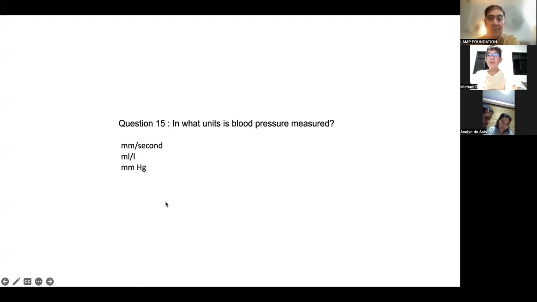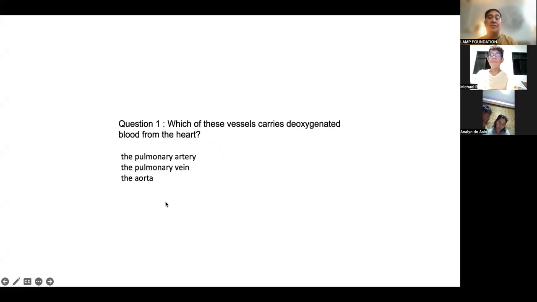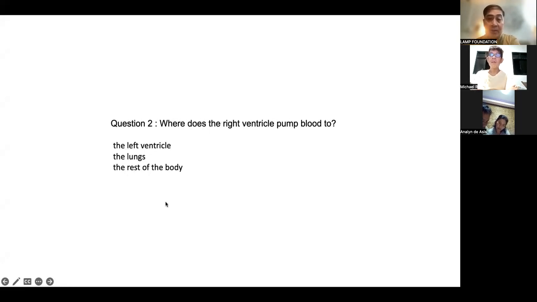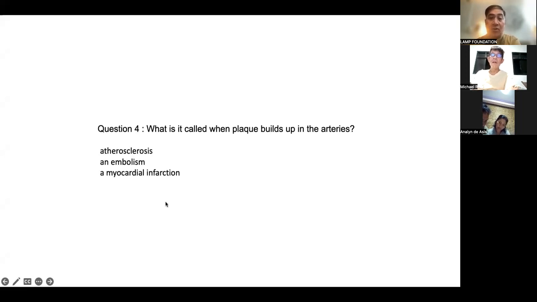MMHG. Okay, millimeter mercury or MMHG. Which of these vessels carries the oxygenated blood from the heart? Pulmonary artery. Where does the right ventricle pump blood to? To the lungs. Which of the following is not transported in plasma? Bile.